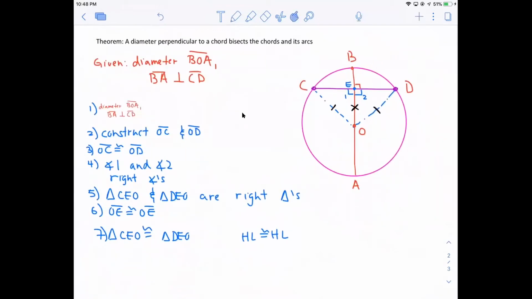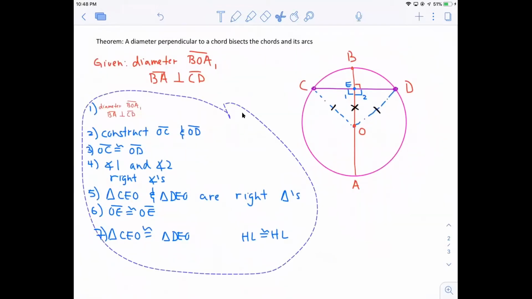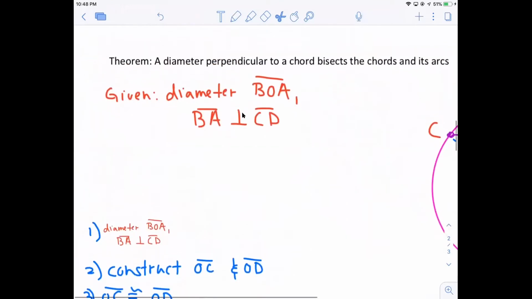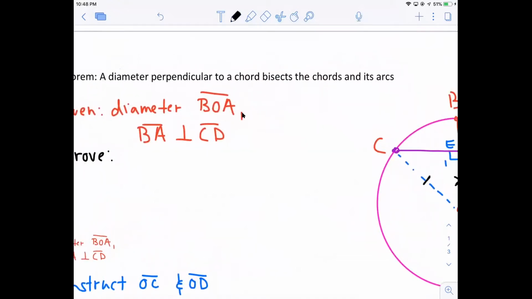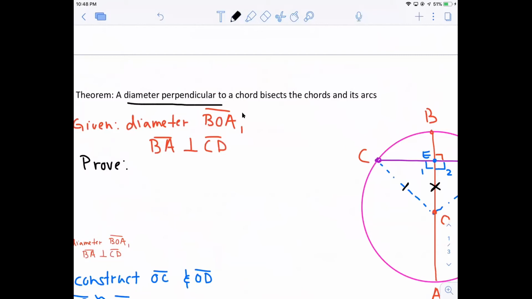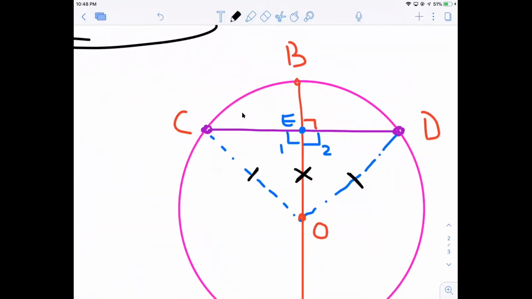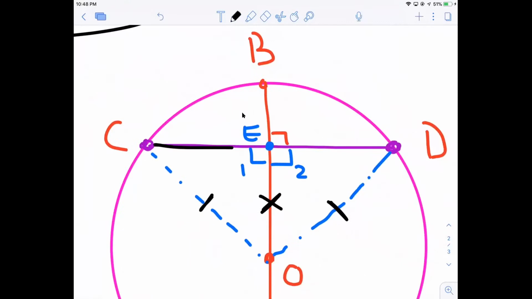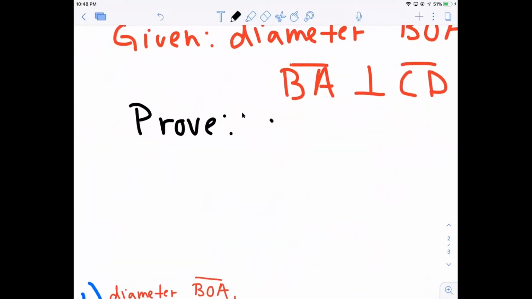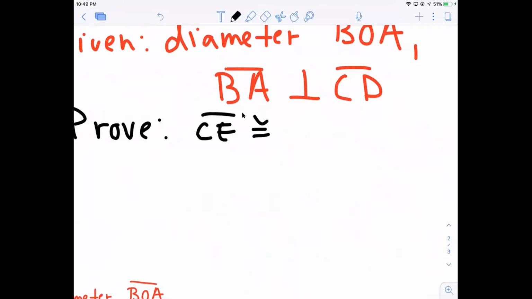All right, so once we know those triangles are congruent... hold up. You know what? I never even wrote what we were trying to prove. Let's go all the way back here. Very, very bad on me. So what are we trying to prove? Given a diameter perpendicular to the chord, that it bisects the chord and its arcs. Our chord CD is bisected, so we're trying to prove CE is congruent to ED. That's our first part.